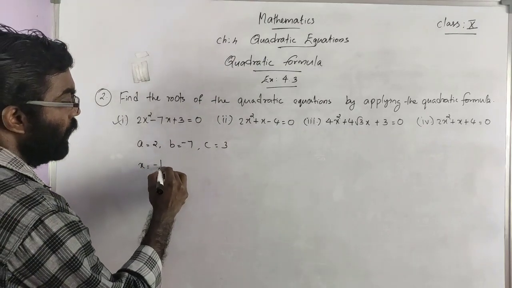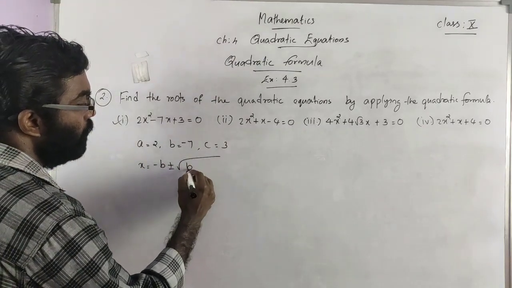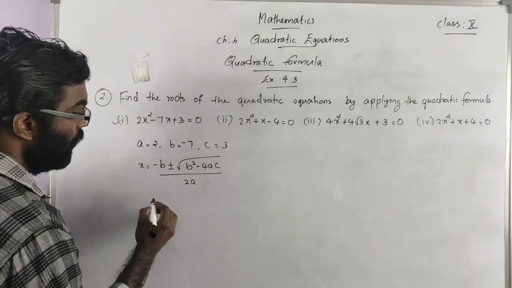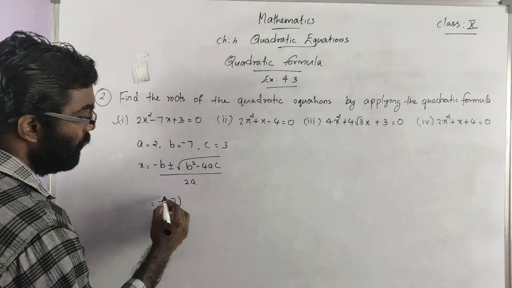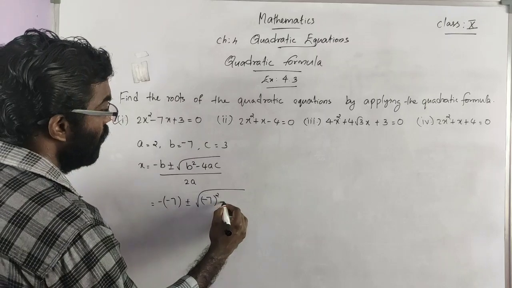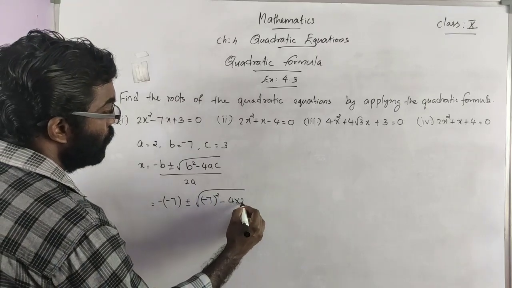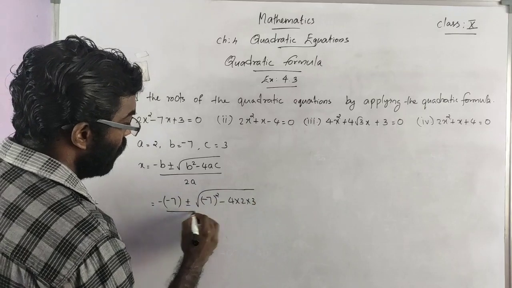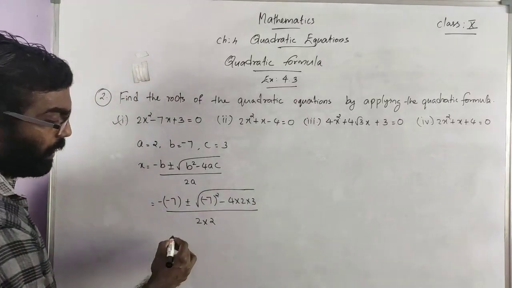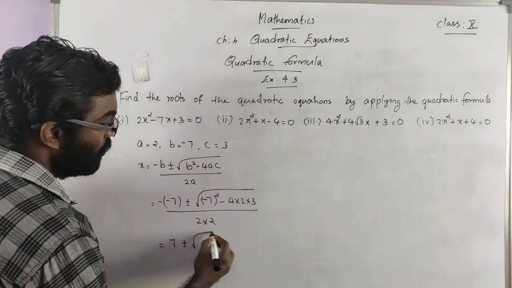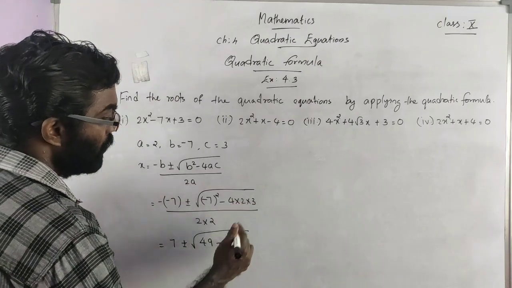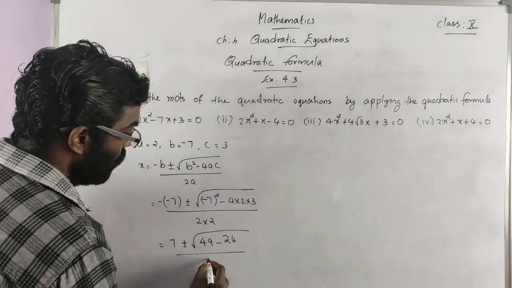x is equal to −b plus or minus root of b² − 4ac, divided by 2a. So here, minus of −7 plus or minus root of (−7)² − 4 into 2 into 3, whole divided by 2a, 2 into 2. Minus of minus is plus 7, then plus or minus root of 7² is 49, then minus 4 2s are 8, 8 3s are 24, divided by 2 2s are 4.